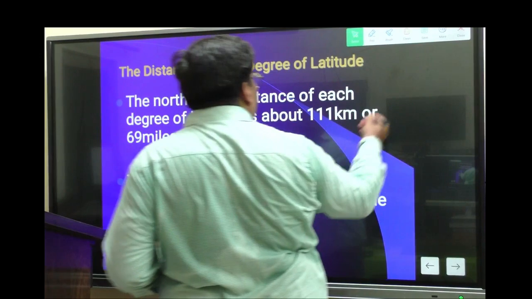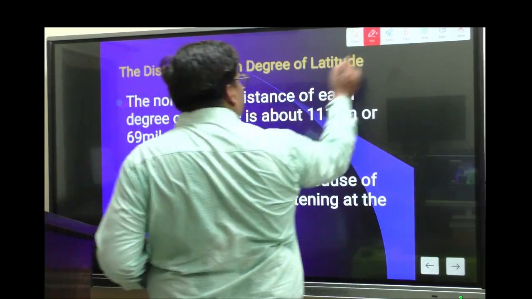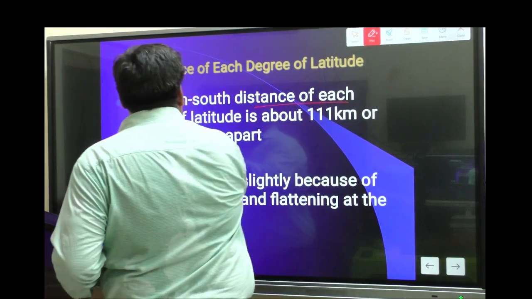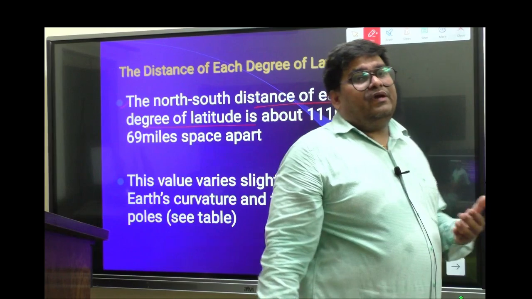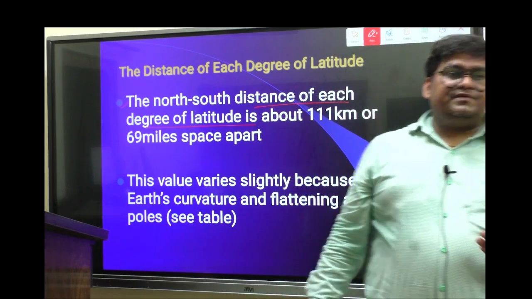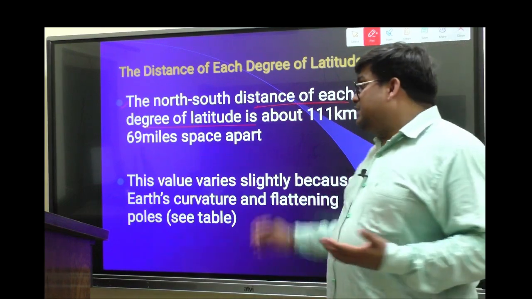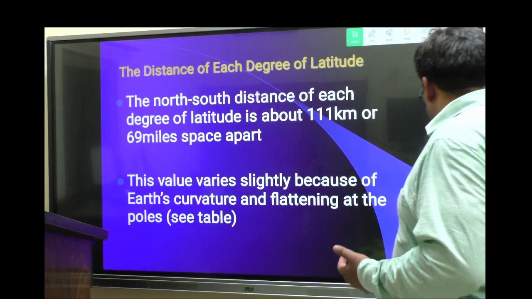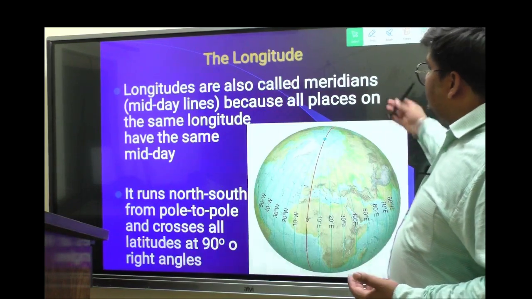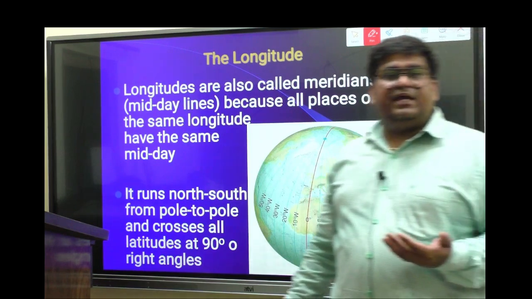Okay, so here we can calculate the northern and southern distance in terms of degrees of latitude. That distance is around 111 kilometers. That is roughly the distance. So such distance can also be calculated in this regard. Okay, now this is longitude. I have already explained it, so there is nothing to explain in this figure.